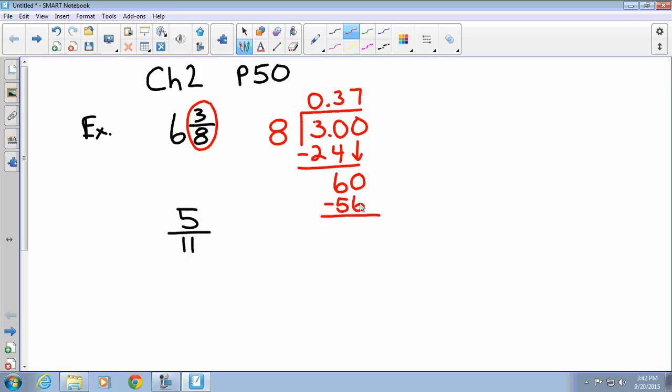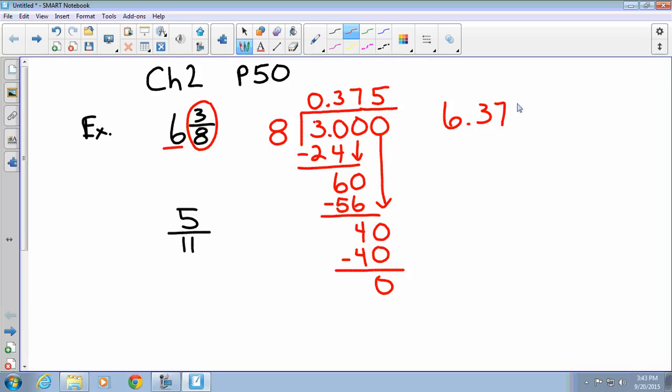And then I'm going to need to subtract. 60 minus 56 is 4. I'm going to put another 0 up and bring that 0 down. Does 8 go into 40? Yes, it does. 8 times 5 is 40. And we would have a 0 there. So our answer for turning 3/8 into a decimal would be 0.375. Now we would take our whole number 6 and simply write it 6 point with the decimal. 6.375 is equal to 6 3/8.